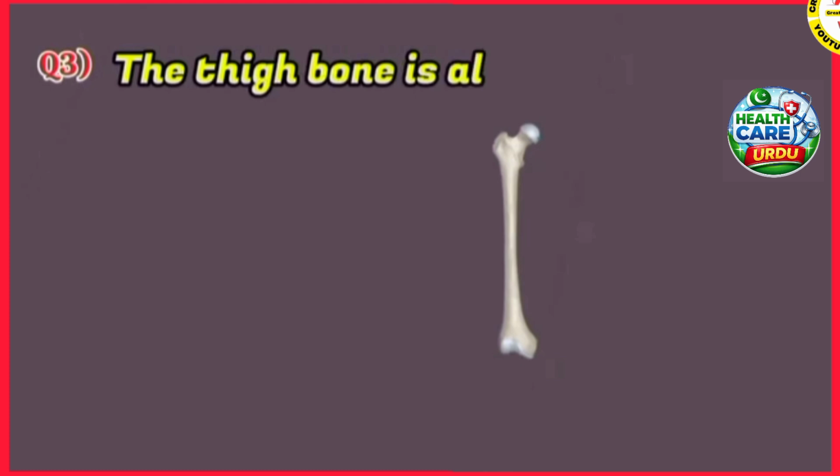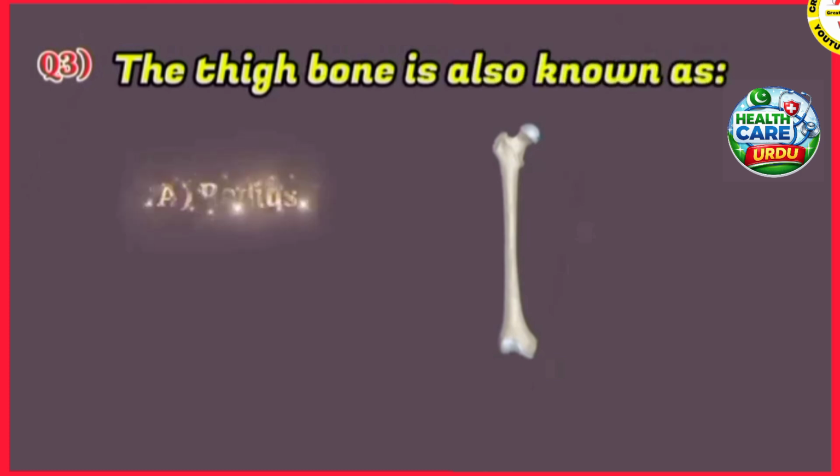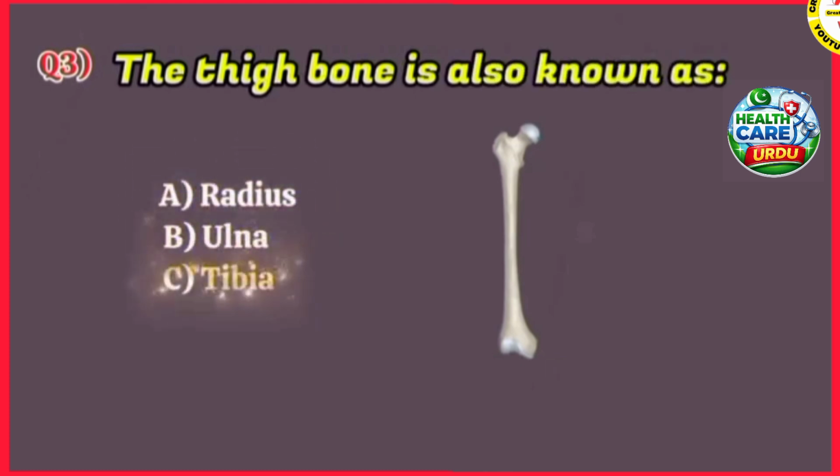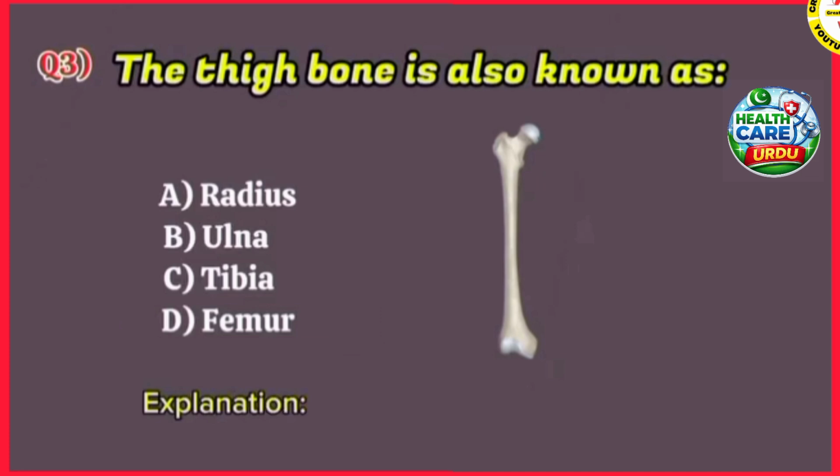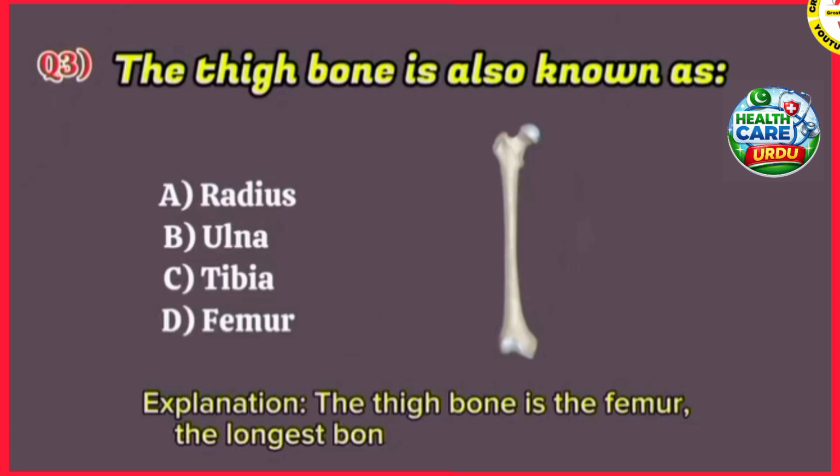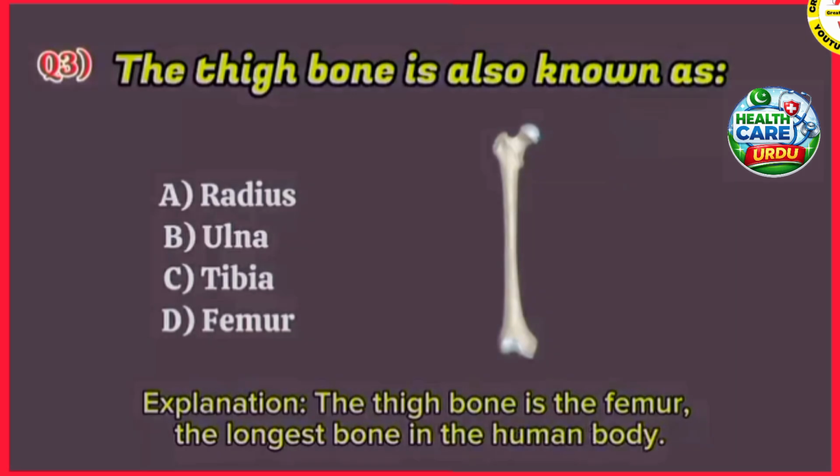The thigh bone is also known as option A, B, C, or D. The correct answer is D, femur bone. Femur bone is the thigh bone. Explanation: the thigh bone is the femur, the longest bone in the human body.